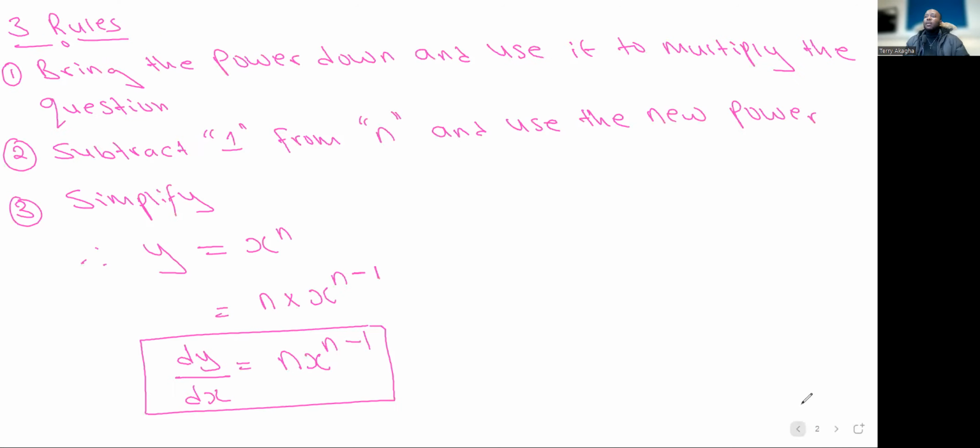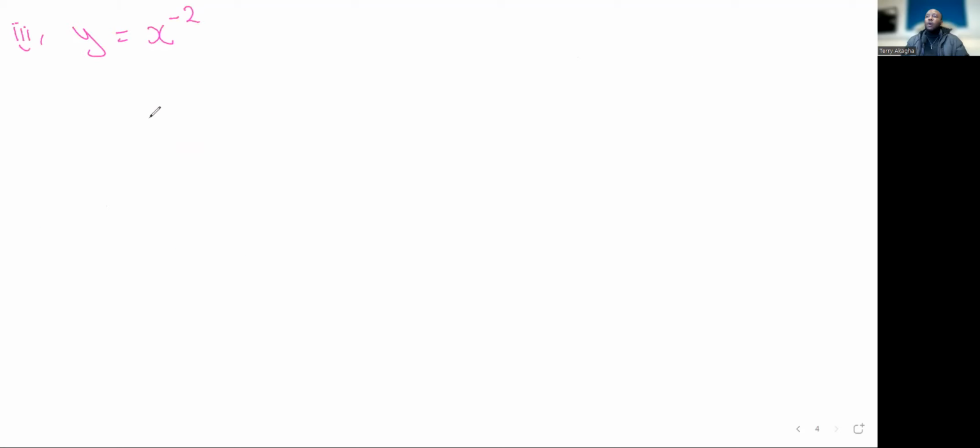So if you have y is equal to x raised to the power minus 2, you can pause the video and try and solve it and come back and see if you get the same thing. So remember the 3 rules. You bring down the power, use it to multiply the question, and you subtract 1 from n, right? So let's go. We're differentiating y with respect to x, so it's going to be dy over dx. Are you seeing it? We're differentiating y with respect to x.